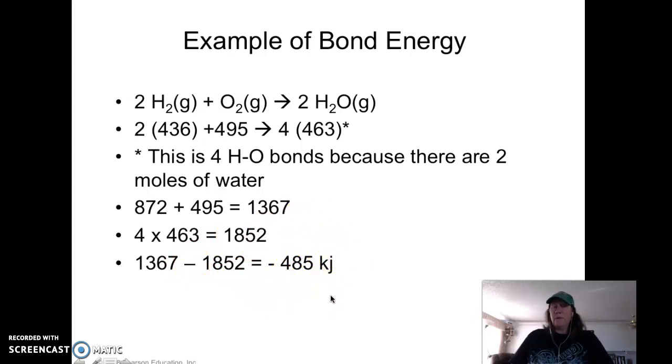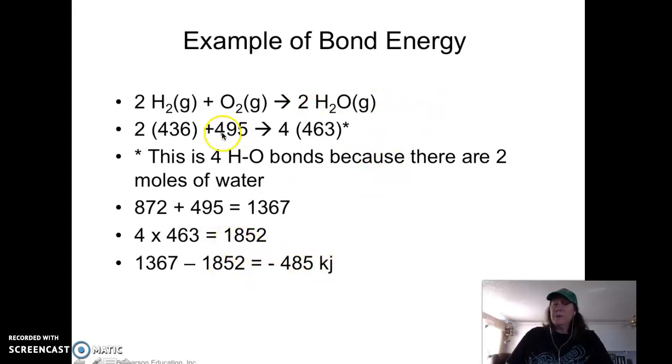So again, when I look at that, is it endothermic or exothermic? It's a negative number. It's exothermic. So energy is released when you take hydrogen and oxygen bonds and combine them to make water. If you wanted to put plus 485 right here, you could. Or you just write change in H, negative 485.